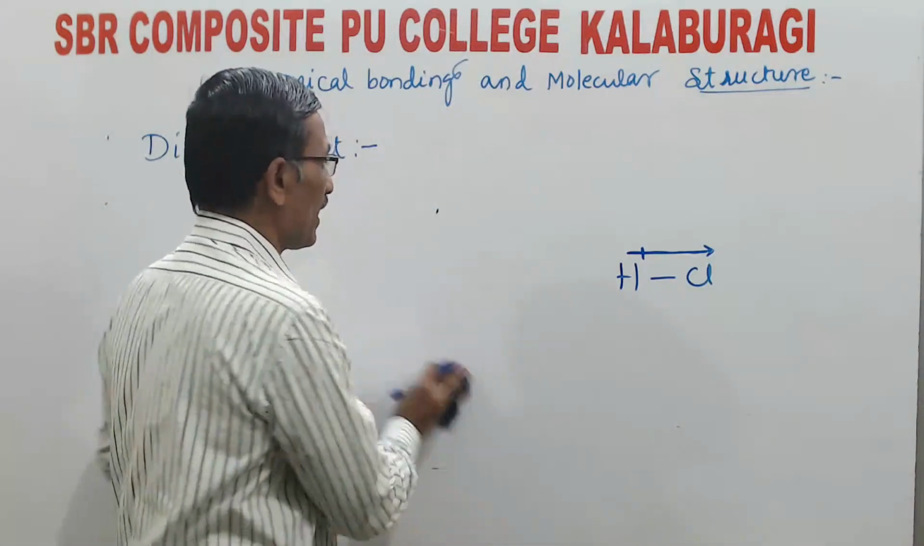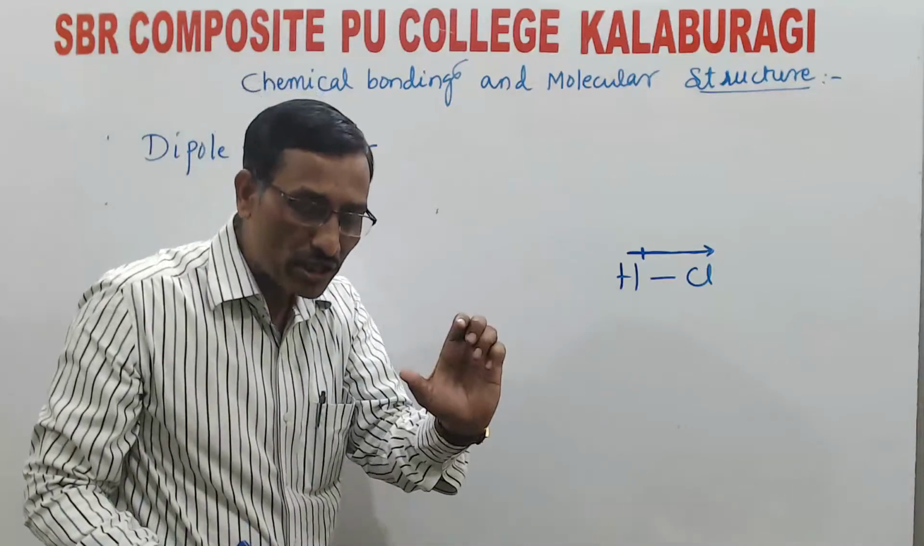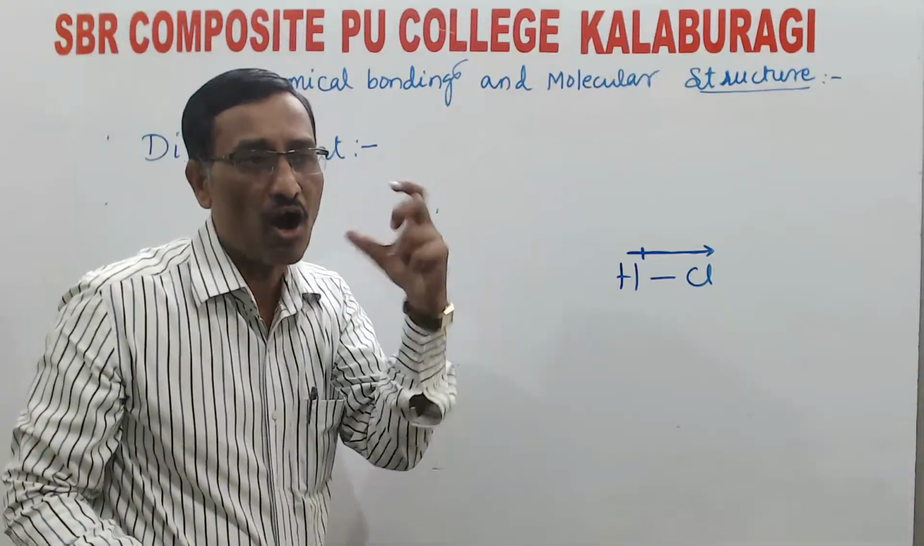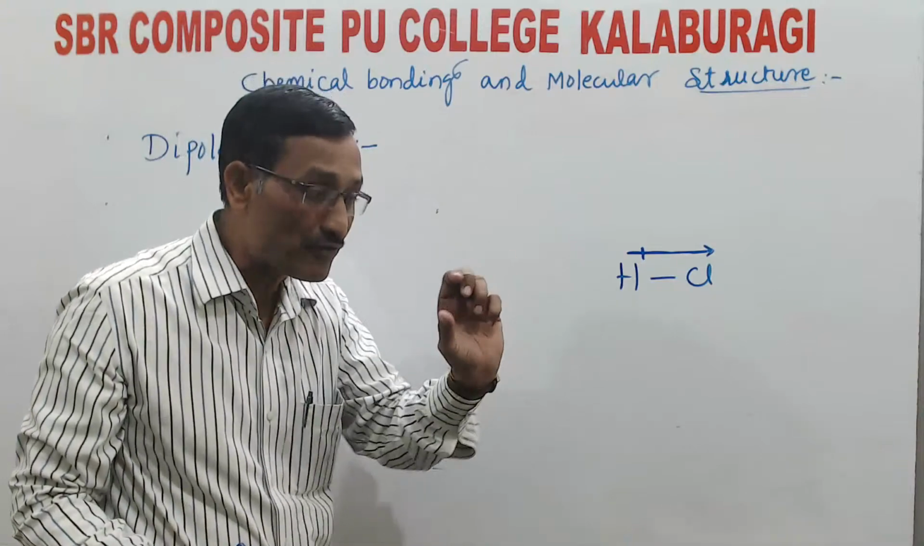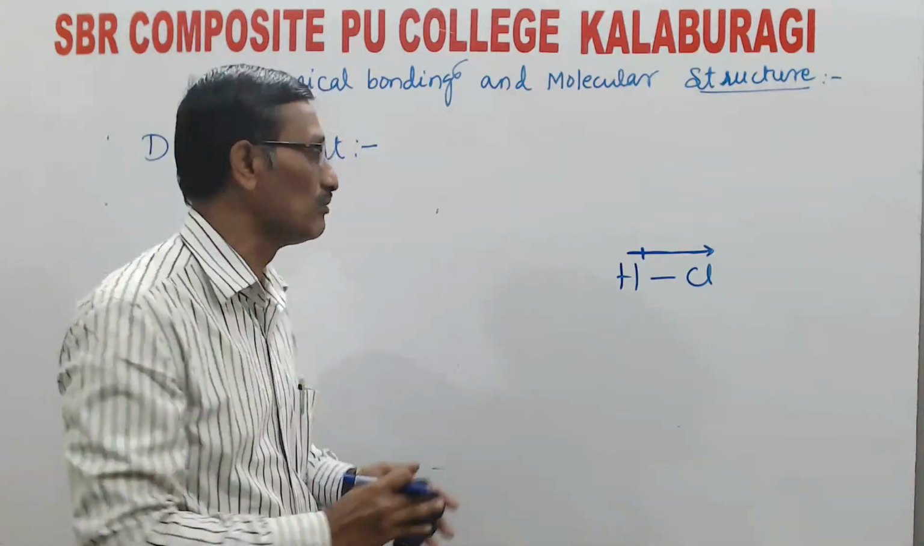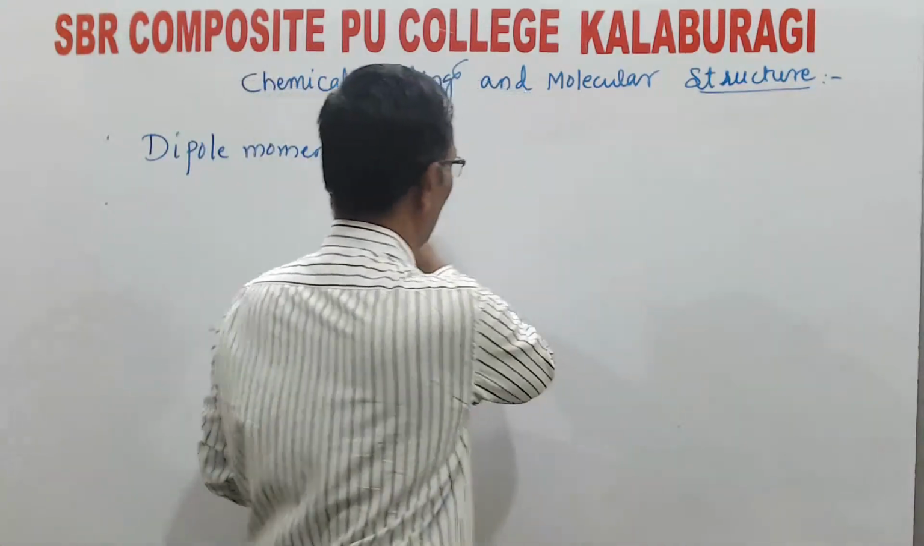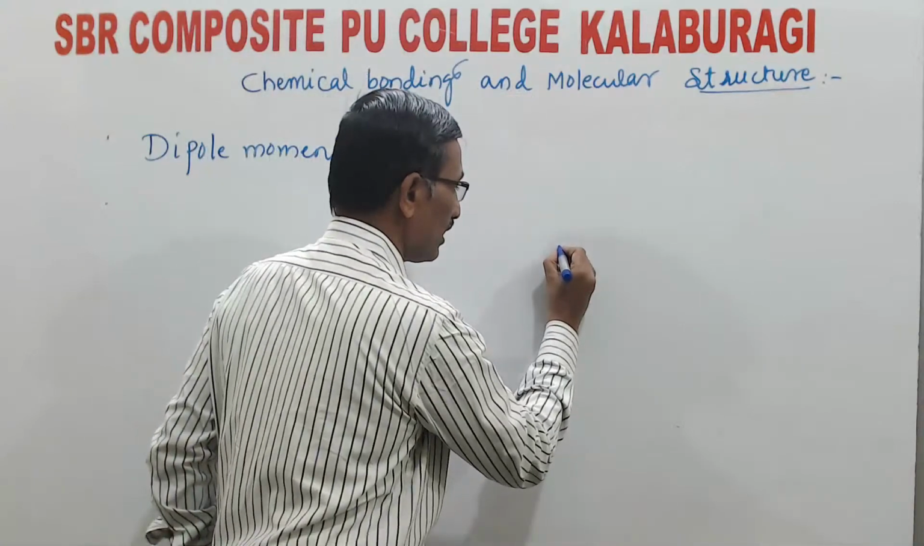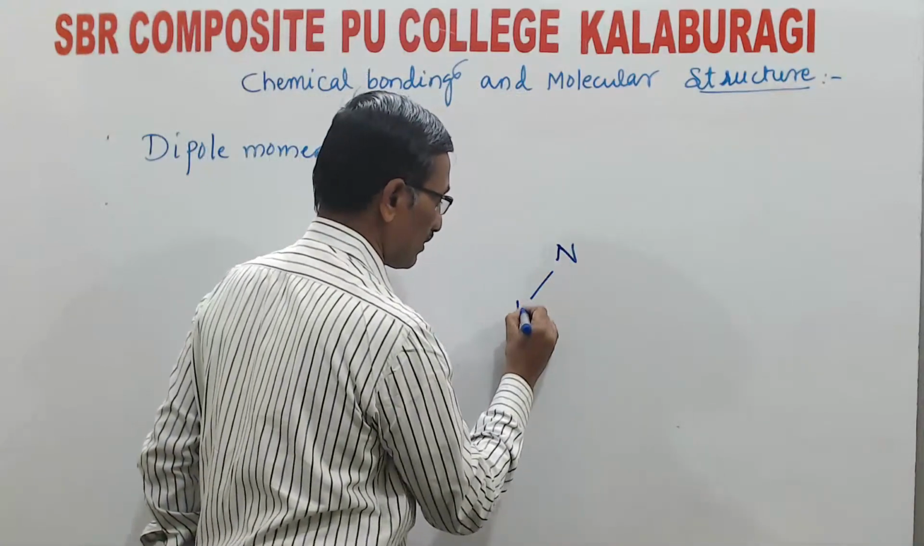Suppose in a molecule there is a lone pair of electrons, how do we represent or show this dipole moment? That one I will also take. You know, the ammonia molecule. Okay, see here.